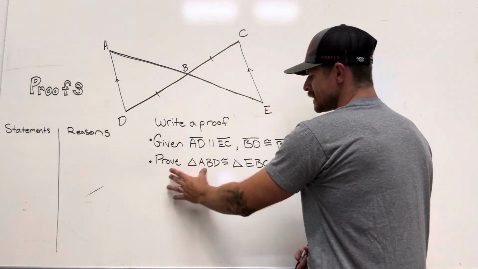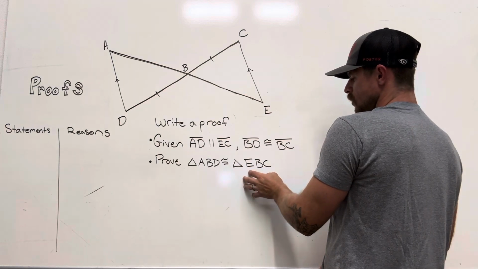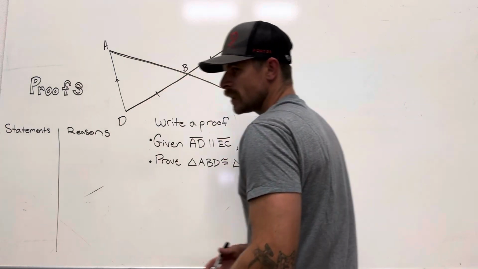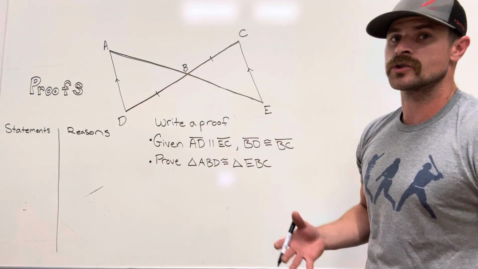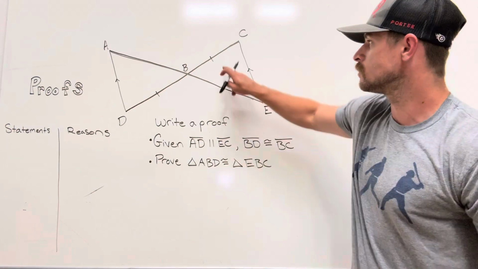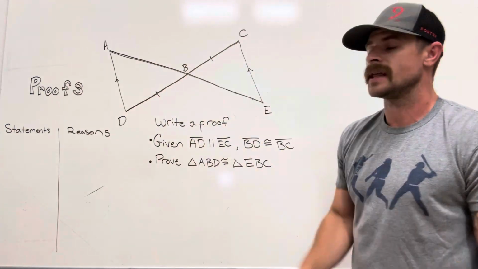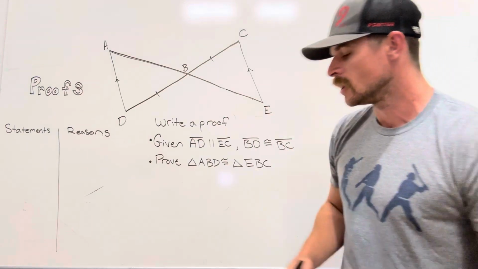Okay, and what we need to prove is that triangle ABD, this triangle, is congruent to triangle EBC. And one of the ways we can do that is through angle side angle congruency. So what we're gonna do is determine some angle measures through some stuff we know. We already know sides that are congruent, and then maybe find a second angle so we can prove it through angle side angle. So how do we do this?